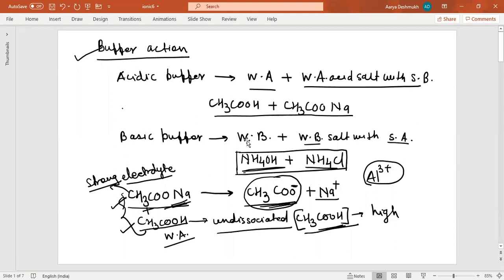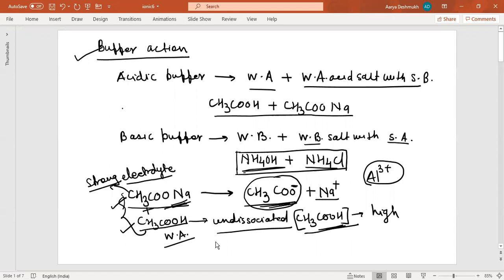Basic buffer is a combination of weak base and its salt with a strong acid, that is ammonium hydroxide and ammonium chloride here. Now this CH3COONa is a strong electrolyte which dissociates completely into acetate ion and sodium ion. On the other hand, acetic acid is a weak acid, and the concentration of undissociated CH3COOH molecules is high in case of weak acid.